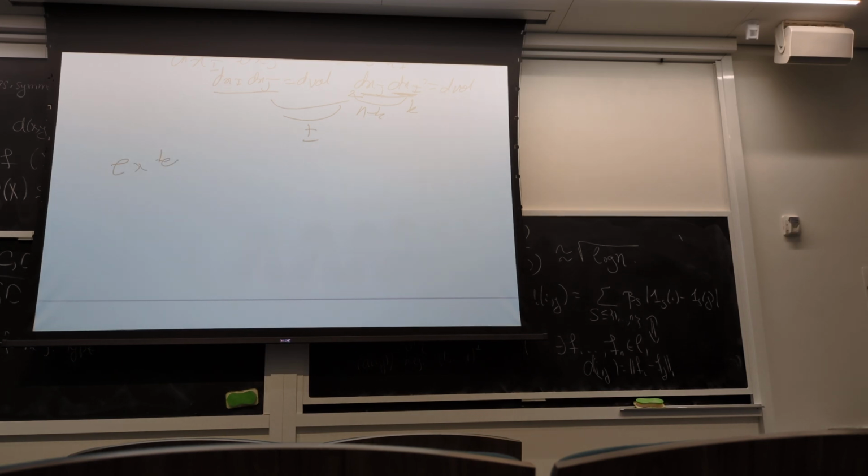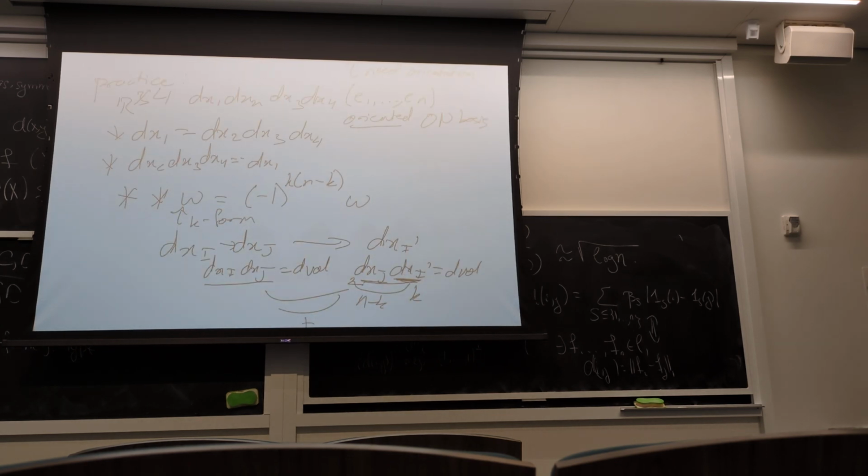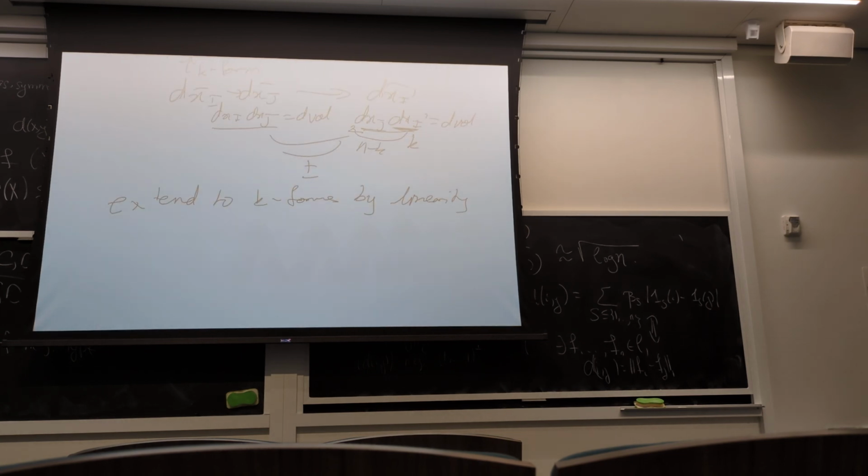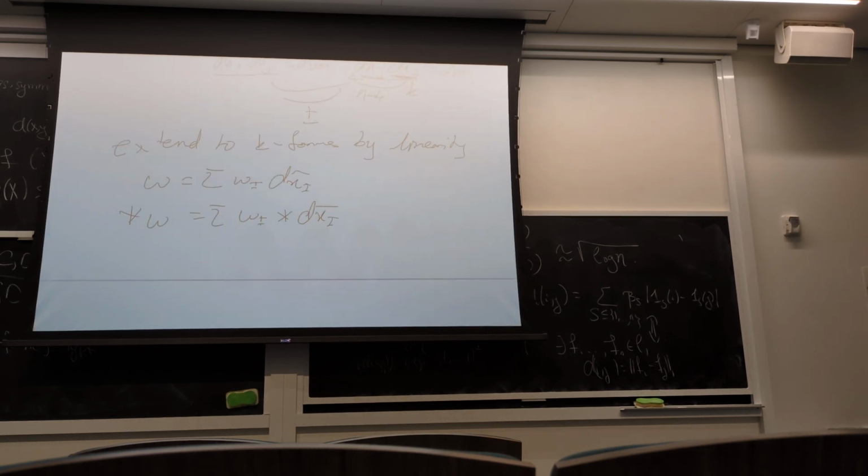We extend to k-forms by linearity. So what does that mean? If omega is equal to the sum of omega_I dx_I, then star omega is equal to the sum of omega_I star dx_I. Okay? And so this is an (n minus k)-form.